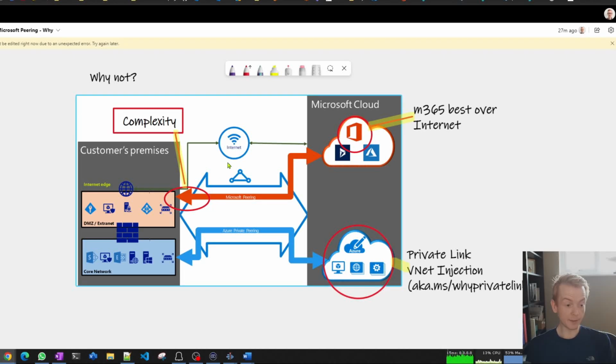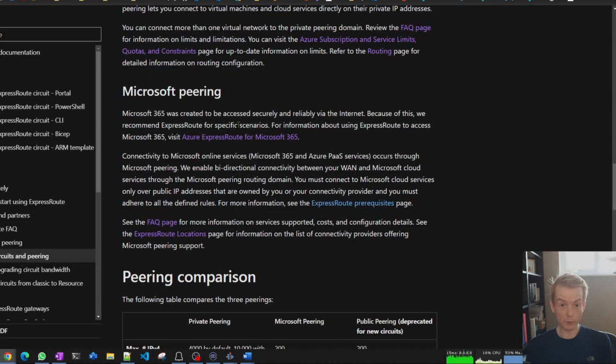Therefore, we should think carefully about if we are going to go to the trouble of standing up the red line, are we doing it for the right reasons? A reason not to use the red line, if you can help it, is yes, on drawings such as this in our documentation, we show the logo for M365 services. But as the first line in our Microsoft peering documentation says, Microsoft 365 was created to be accessed securely and reliably on the internet. This is probably an entire video in itself.